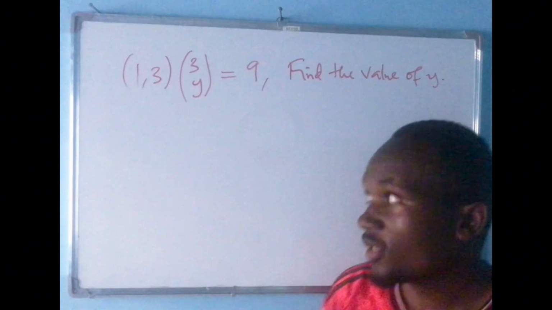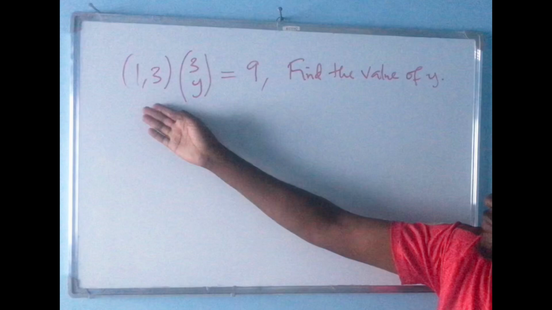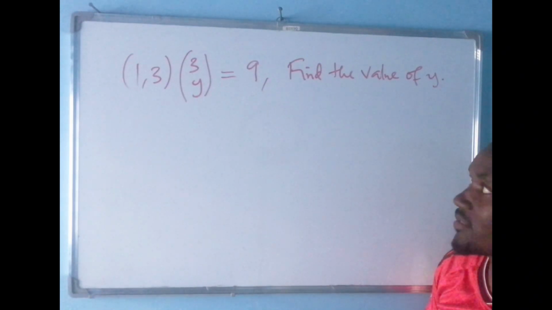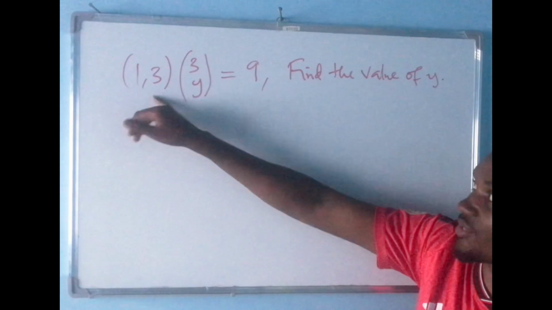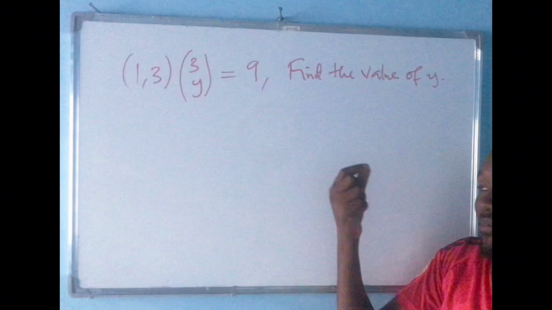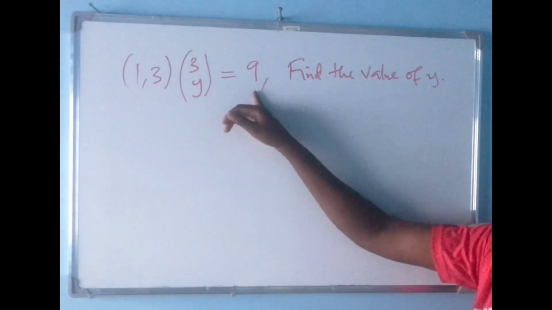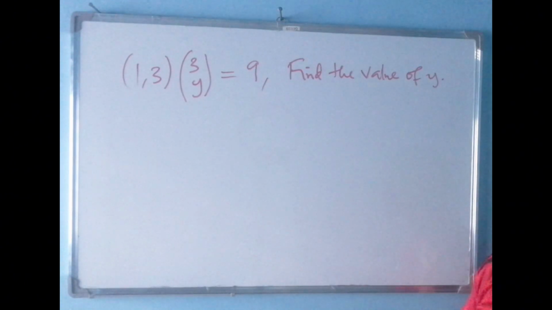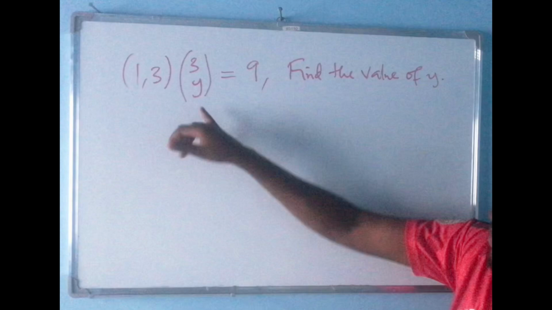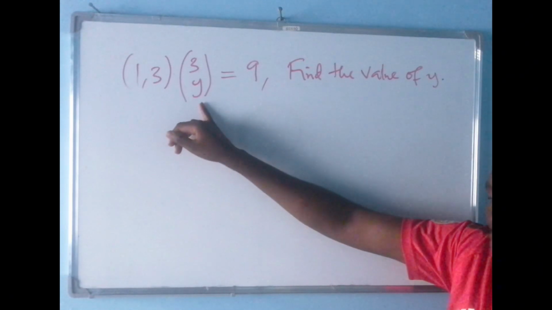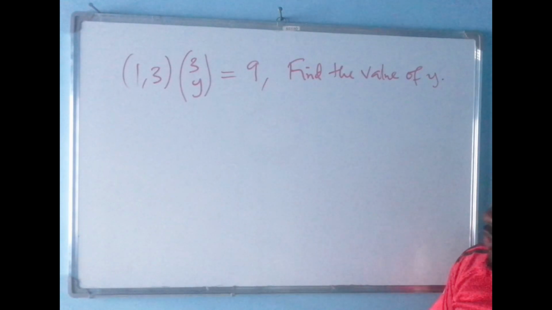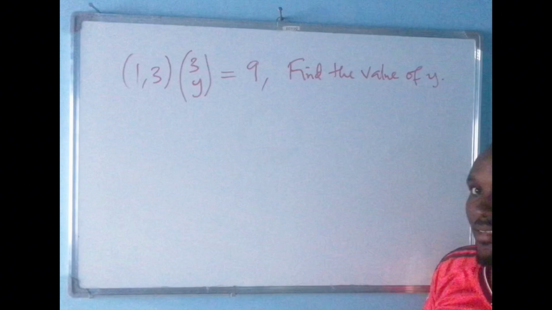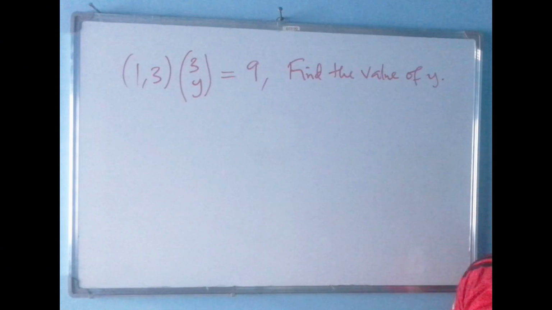Okay, so today we're going to solve for the value of y. Given these two matrices, when you multiply them together, you should get 9. But the problem is we don't know what this variable equals to. When we solve, that's when we can realize the value of y. So how do we go about it?